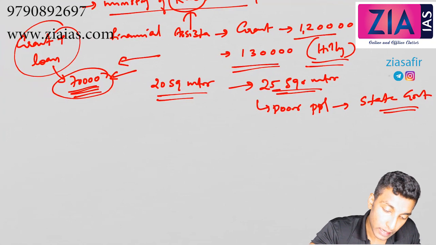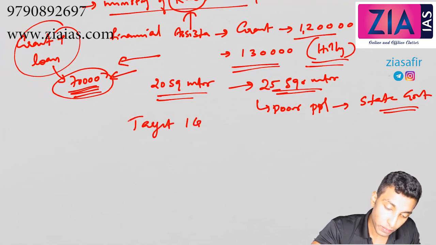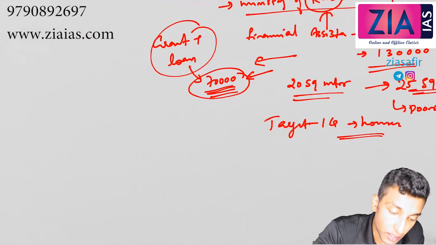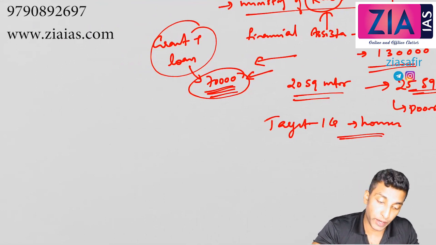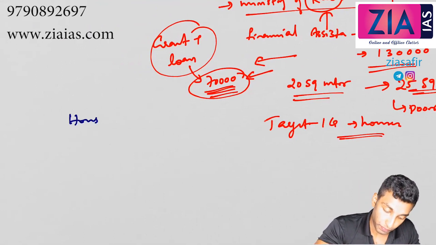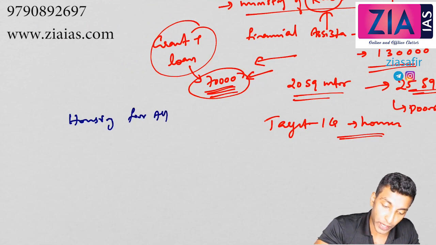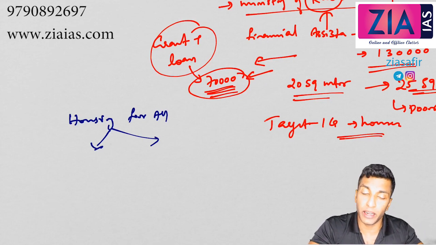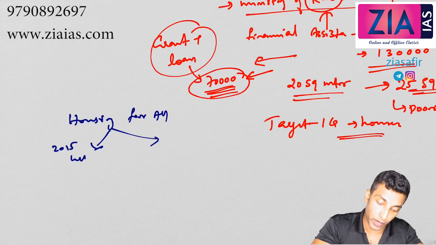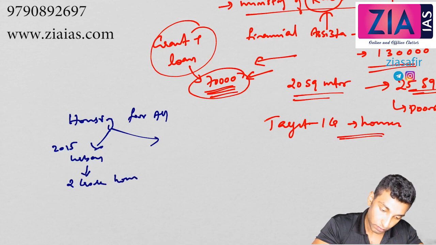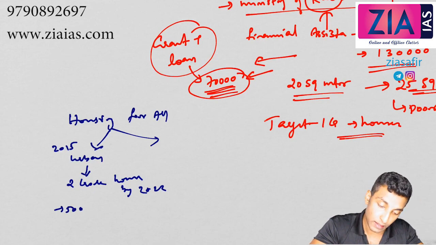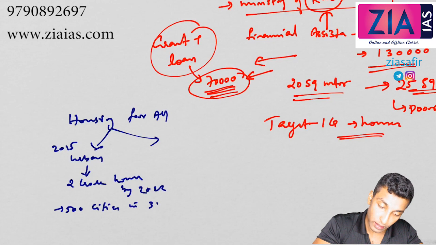So what about the target? Target is 1 crore houses. This is PM Awas Yojana, or Housing for All by 2022. When you talk about Housing for All by 2022, it has two parts. There is an urban part, as I've told you, initiated in 2015. Here the target is 2 crore houses by 2022. It covered 500 cities in 3 phases.